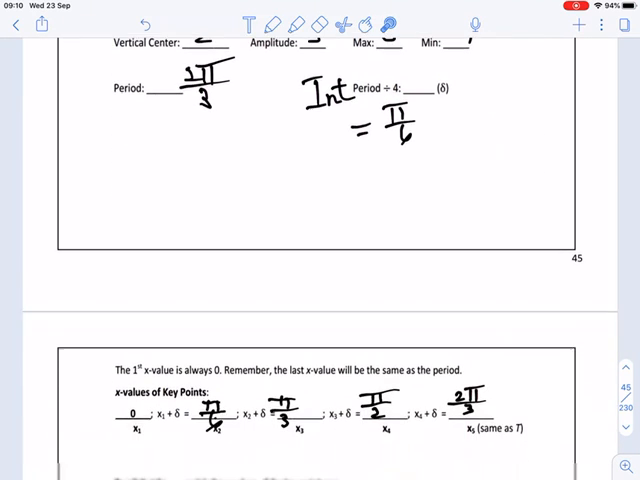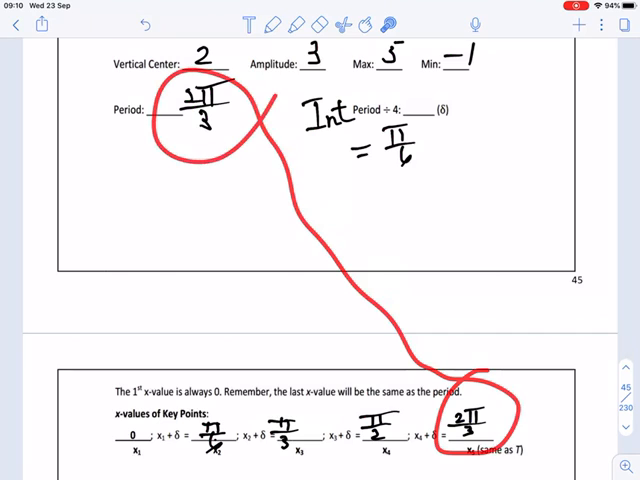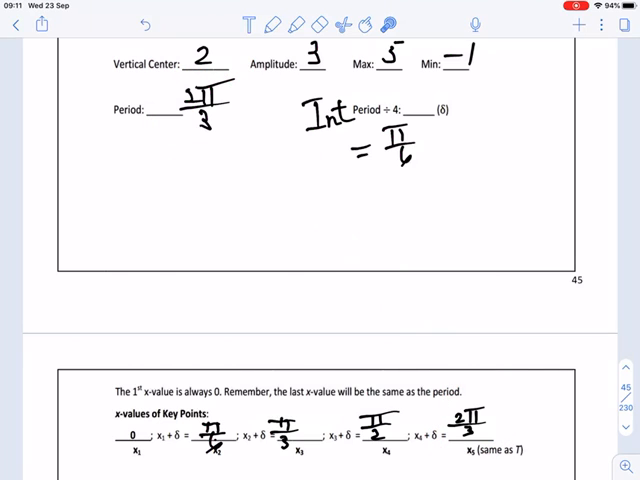So now I go fill in. I start with 0 and add pi over 6. So 0, add pi over 6, add another pi over 6, add another pi over 6, add another pi over 6. Here you can see that you are getting the period of the graph back. That's important for you to check, because you must end at one period.